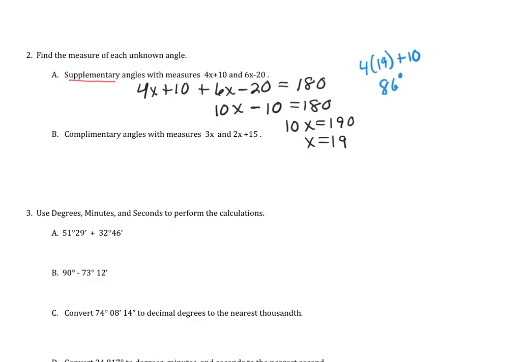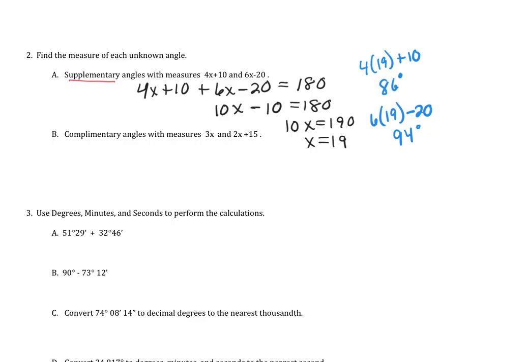There's my first angle. My second angle would be 6 times 19 minus 20, and that would give us 94 degrees. And so you can check to make sure those two are supplementary to each other, and they do add to 180 degrees, but those are the two unknown angles.